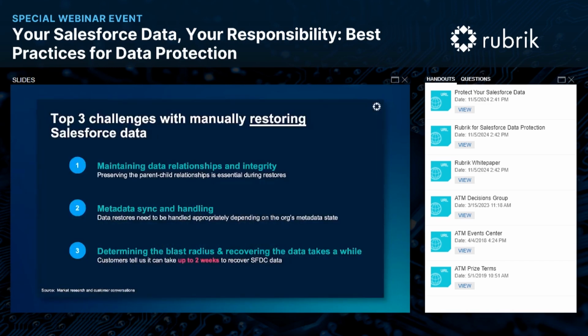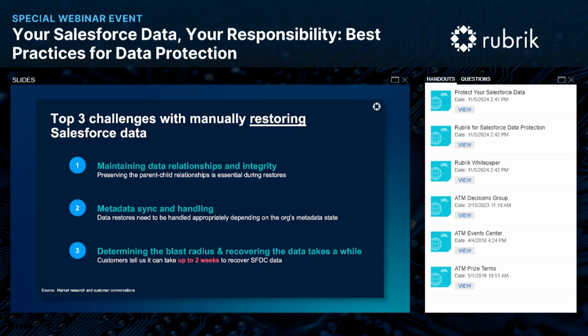And what we've discovered, the first one being, is maintaining data relationships and integrity is hard. It is very difficult to do. That's actually, I would say, one of the top challenges we heard when customers start talking about when they need to restore Salesforce data. The second piece being metadata sync and handling, right? So restoring data is great, but you also need to recognize and understand how to handle metadata at the same time to, again, make sure you have data integrity.